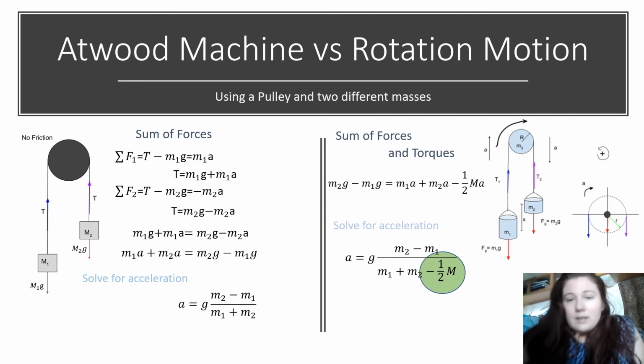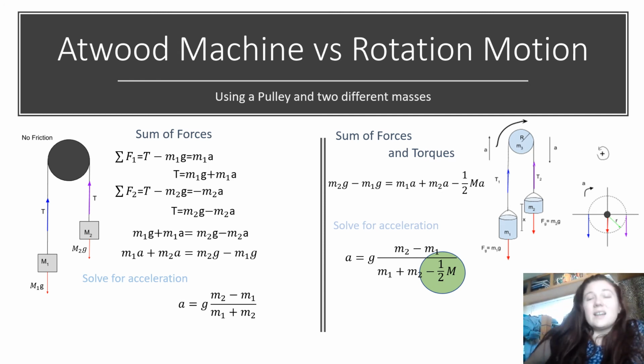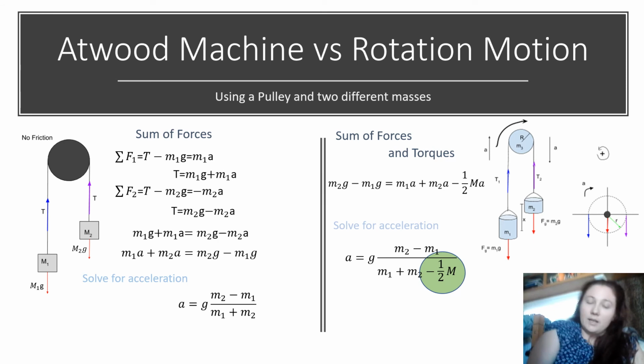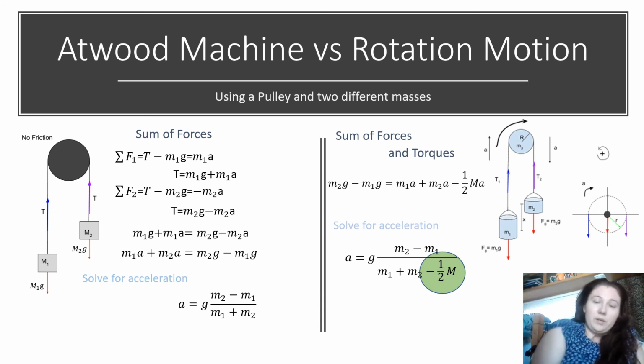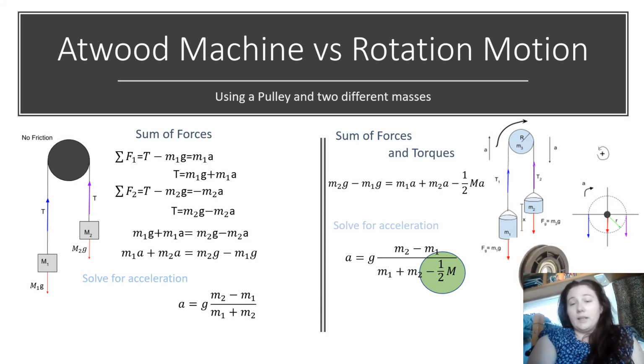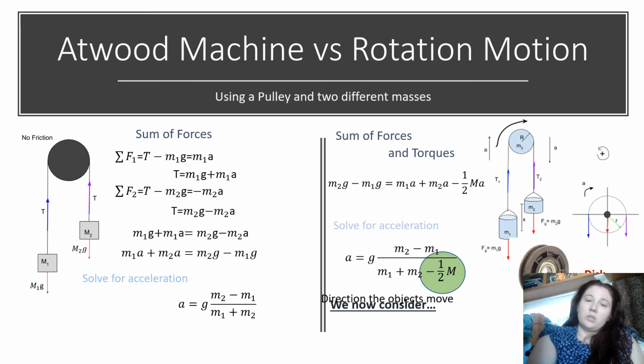If you forgot what that is, that's just the moment of inertia. We use that when we've got a specific shape. So what's the shape of a pulley? Well, it's a disc. So what do we consider when using rotational motion? Because we've got a lot going on here compared to the Atwood machine.